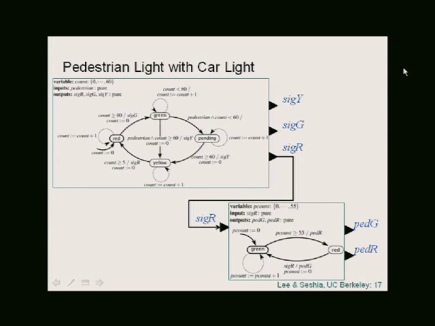So let's look at the car light. You've seen this, right? So it's 4 times 61. What about the pedestrian light? 2 times 56, right?